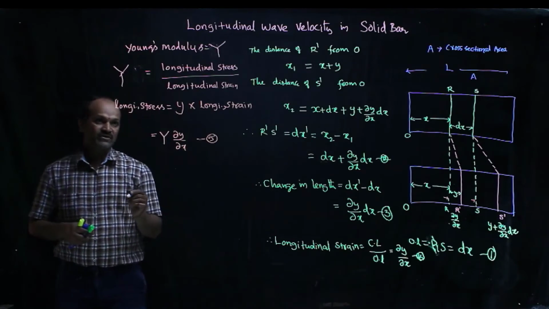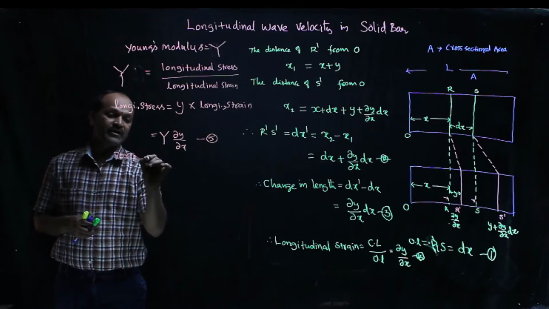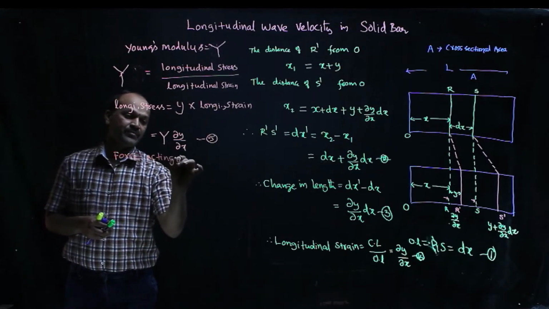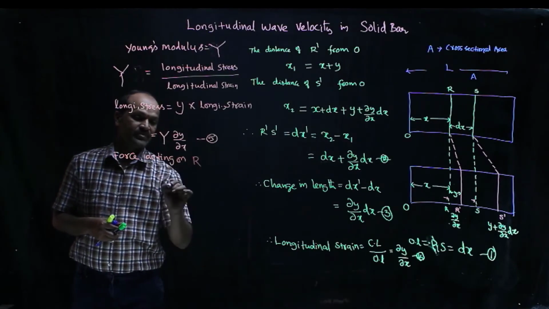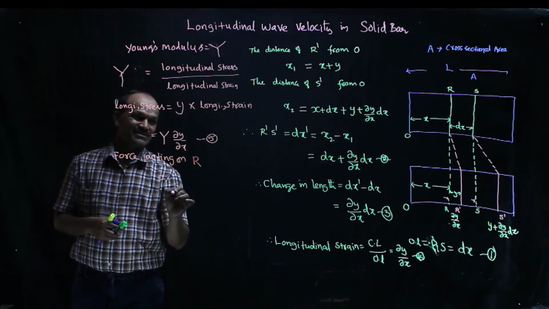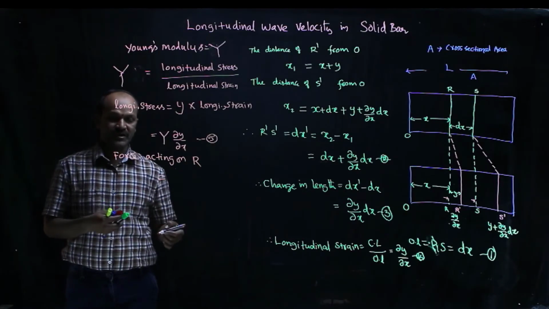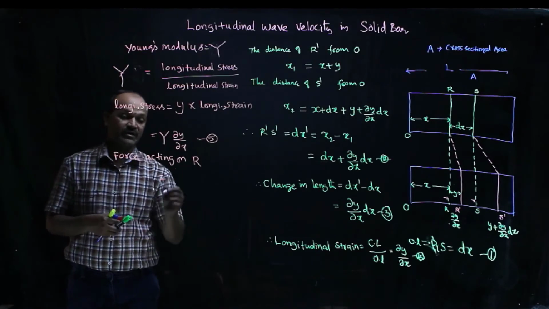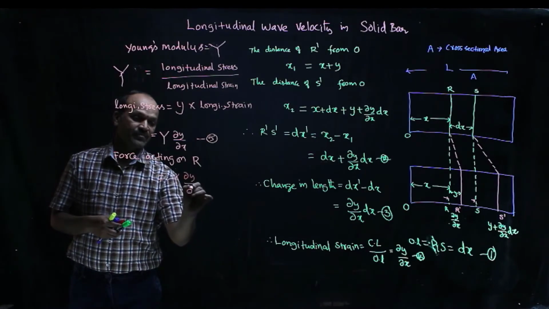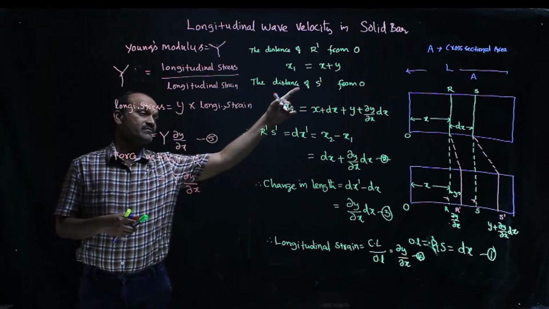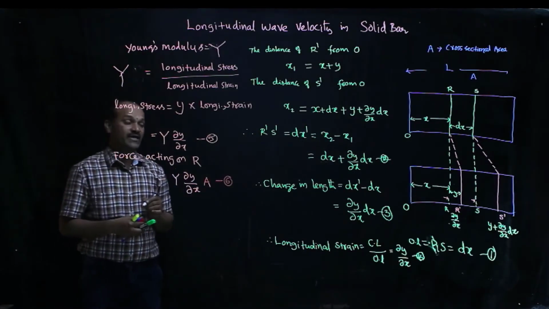So what is the force formula? Force acting on which element, which plane? R, is equal to stress, longitudinal stress, into cross sectional area, right? Because force per unit area is stress. Force is equal to stress into area. Longitudinal stress Y into ∂y/∂x. What is the cross sectional area that we have taken? A. This is the force acting on R.